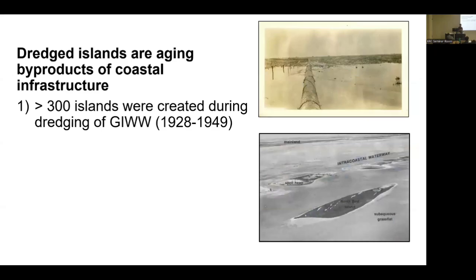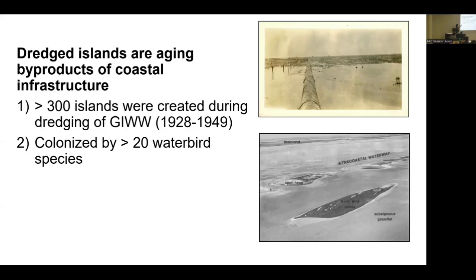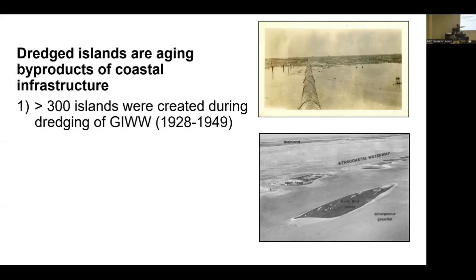And we're nearing the 100-year anniversary of the construction of the Gulf Intracoastal Waterway, which is really a centerpiece of coastal infrastructure on the Texas coast. It was constructed from 1928 to 1949. And after 1949, it was really just maintained through maintenance dredging. During the process of construction, over 300 islands were created. There are these spoil heaps along the channel.